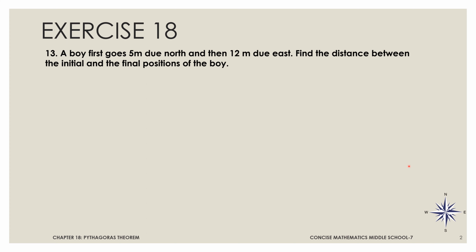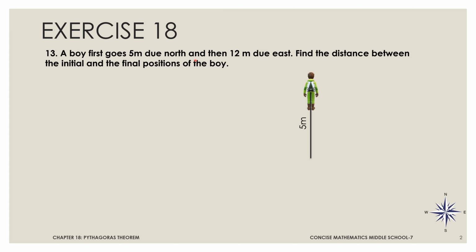So let's see how this boy is going to move. Firstly, what they are saying is this boy goes 5 meter due north. North is in the upward direction, right? So he will be moving in the upward direction on the north side for 5 meter distance, right? So the boy moved in the upward direction for 5 meter, right?